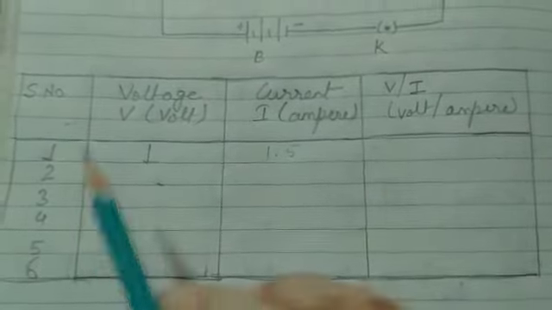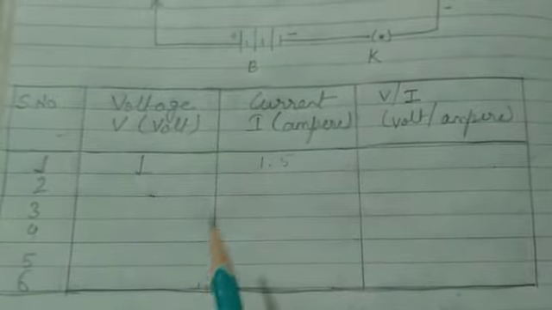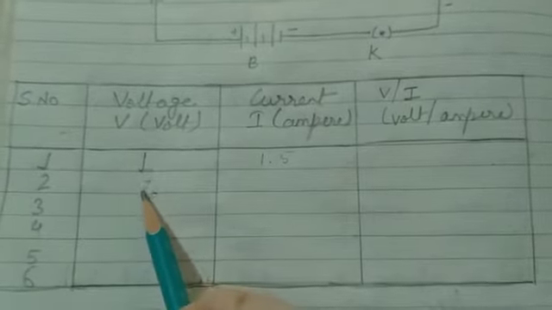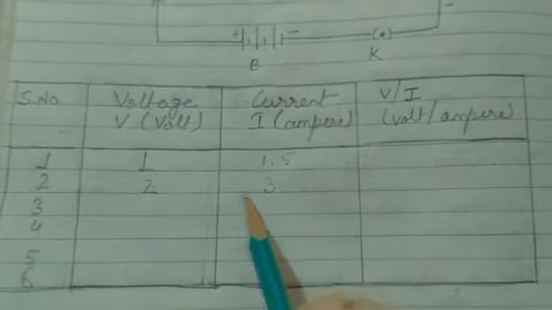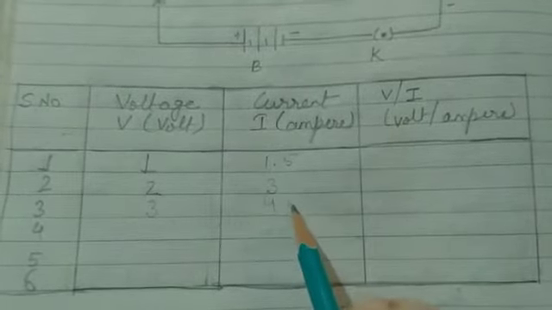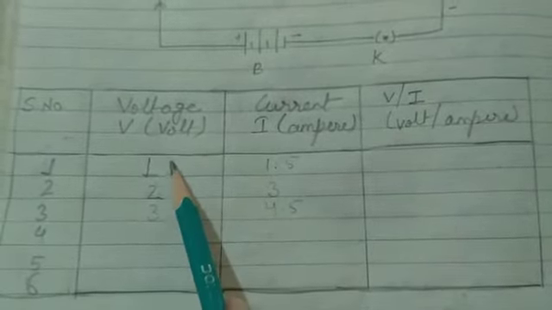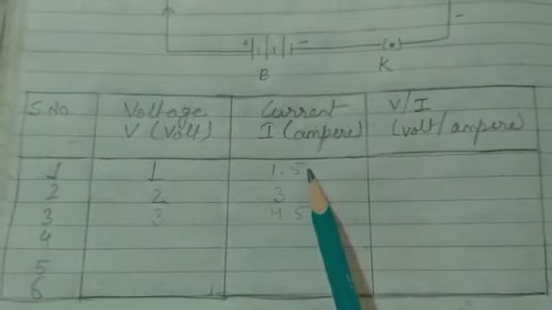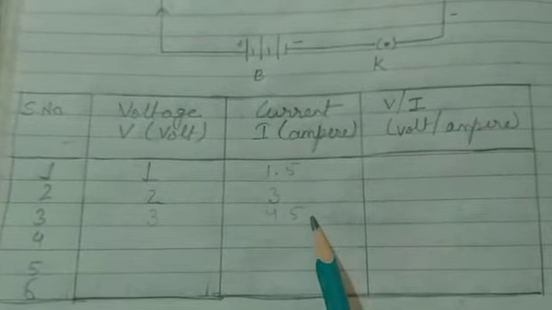Okay, I am telling you the hypothetical data. For 2 volt the current is 3 ampere. For 3 volt, current is 4.5 ampere, like that. Okay, when we increase the volt, there will be increment in current also.